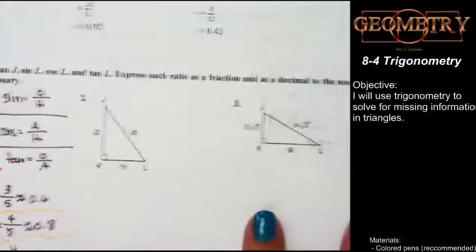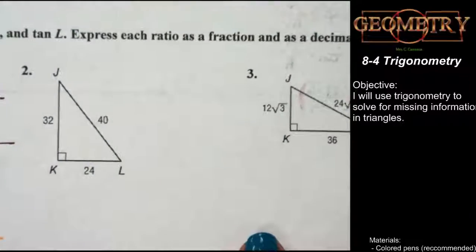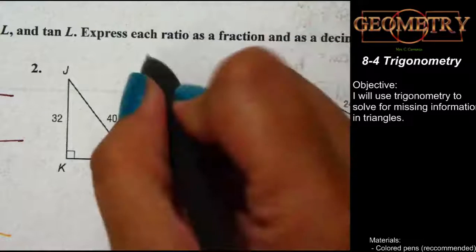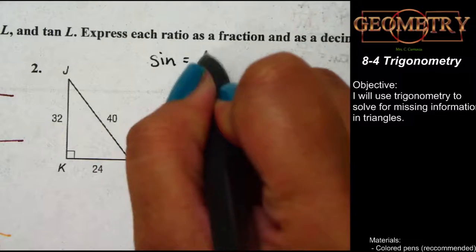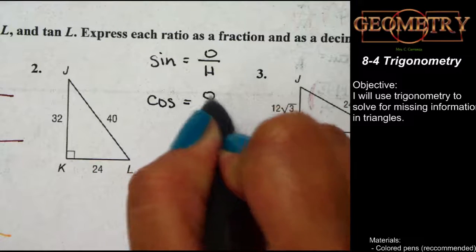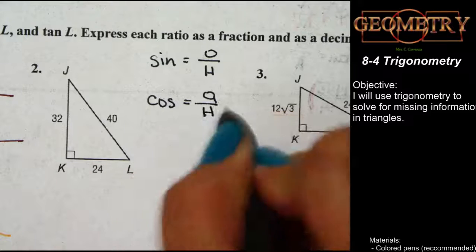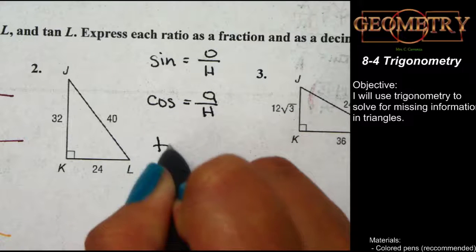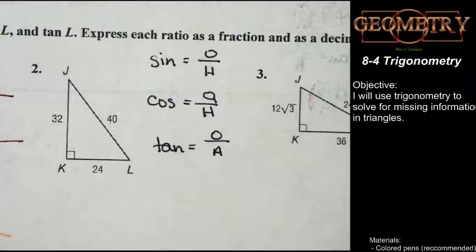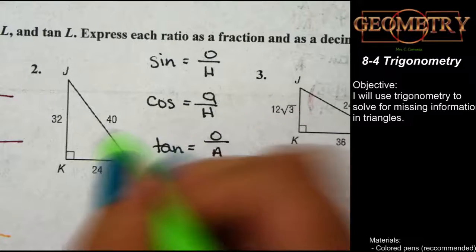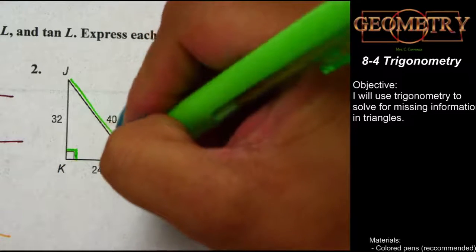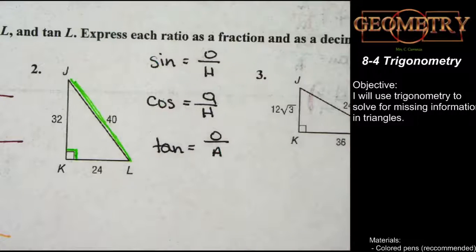Let's look at our study guide number 2 and let's start working some of these out. I'm going to write our trigonometric ratios, a little shortcut to help us remember. Sine: opposite over hypotenuse, cosine: adjacent over hypotenuse, tangent: opposite over adjacent. I need to identify where my hypotenuse is. So here is my right angle, which makes this the hypotenuse.